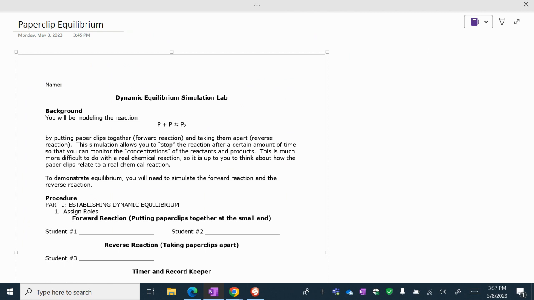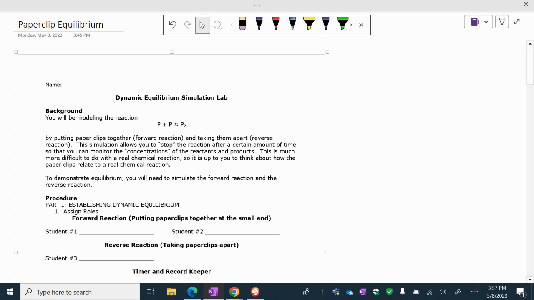Okay, so our reaction here is going to be taking two individual paper clips and putting them together to make two paper clips joined together. So the forward reaction is joining two paper clips together. The reverse is taking them apart. And I'm going to model this in just a minute. The reason we're going to use paper clips is we can stop the reaction every 60 seconds to monitor the amount or the concentration of the reactants and products. This is not something you can do with a real chemical reaction. So this allows us to kind of see our reaction.